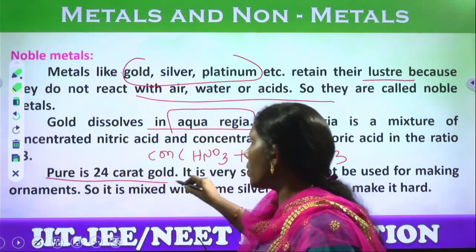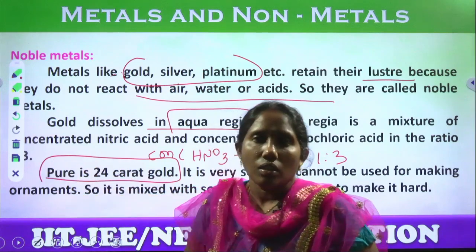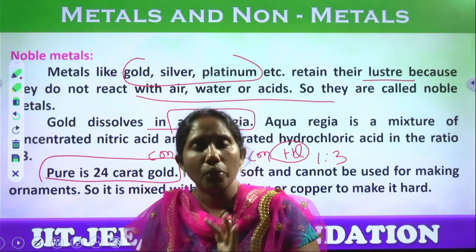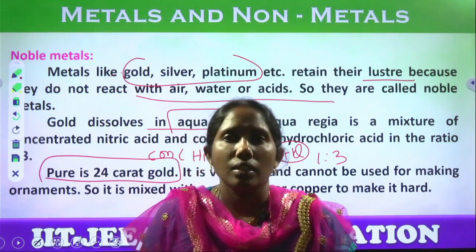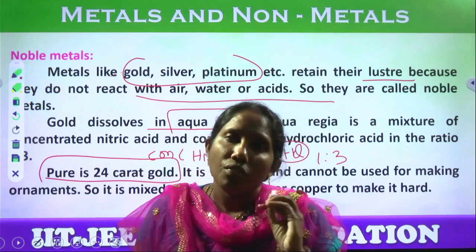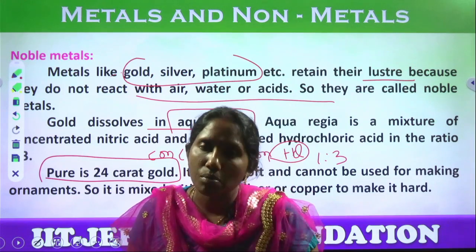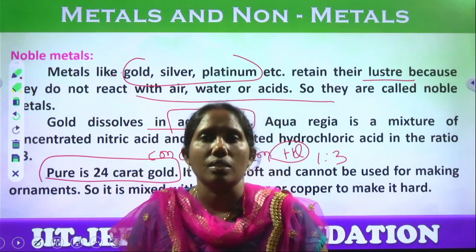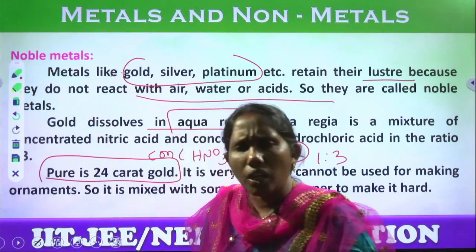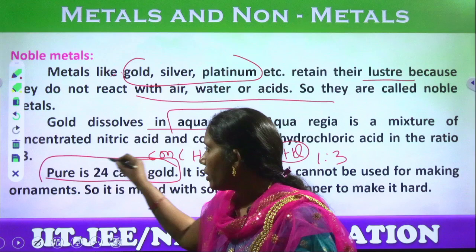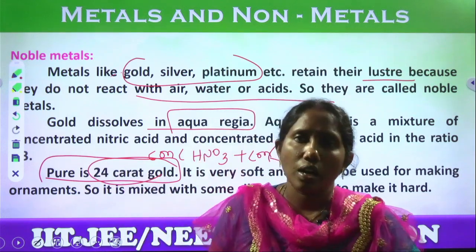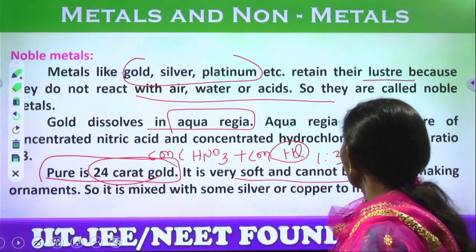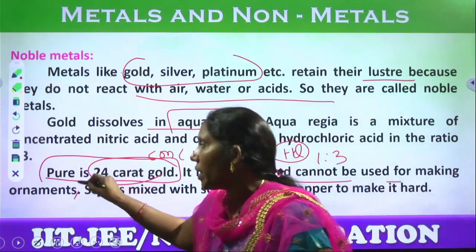So pure gold is 24 karat gold. Whatever we are buying now, like 916 gold, that is nothing but purity of 91.6. That means in 100 grams, only 91.6 grams is gold, and the remaining will be copper or the like that they mix. Pure gold, only gold, that is 24 karat gold. It means 100% gold ornament. That's why it costs more. But it is very soft, so it cannot be used for making ornaments.